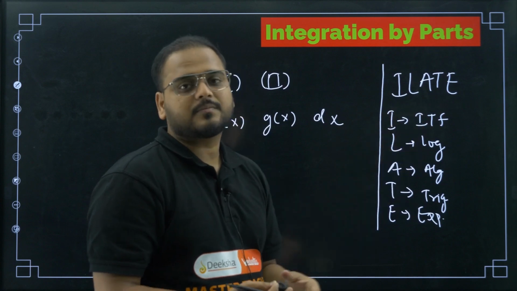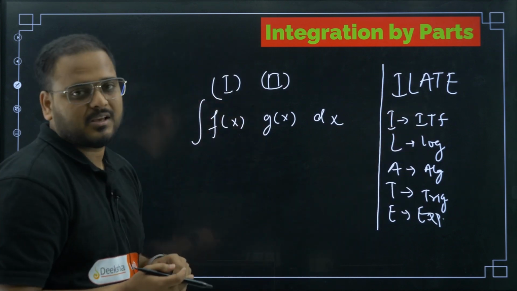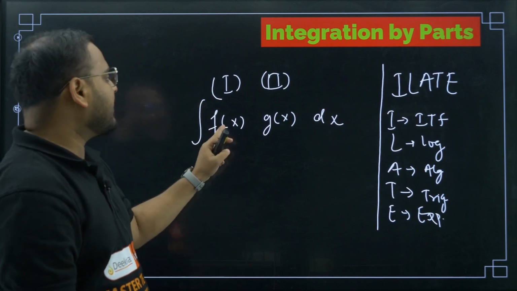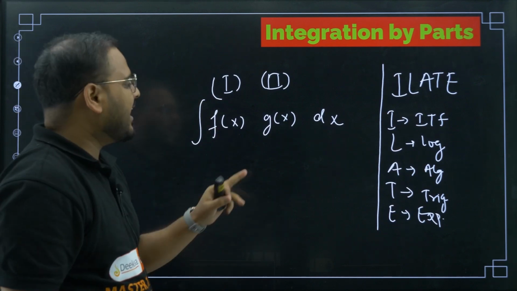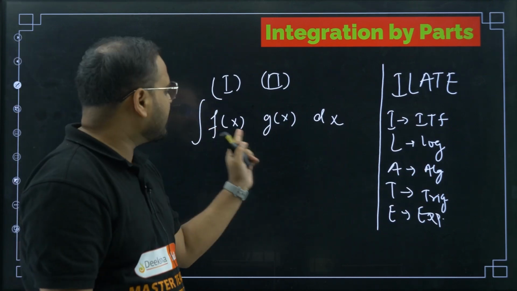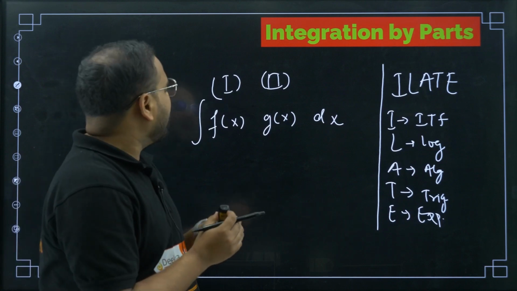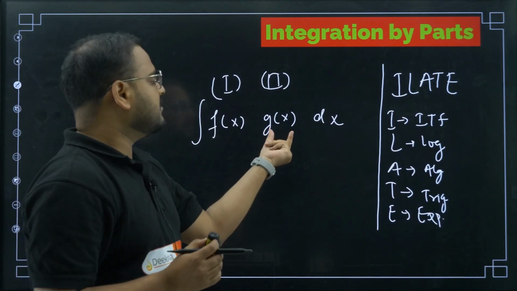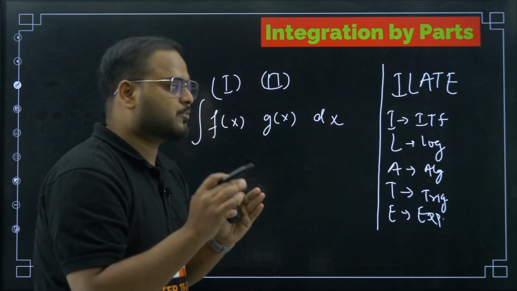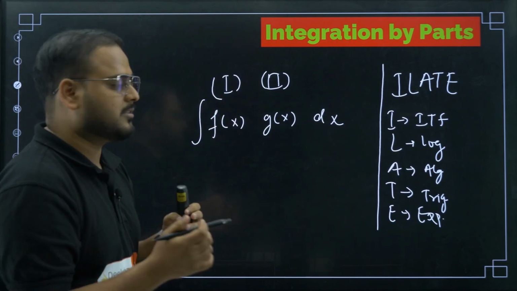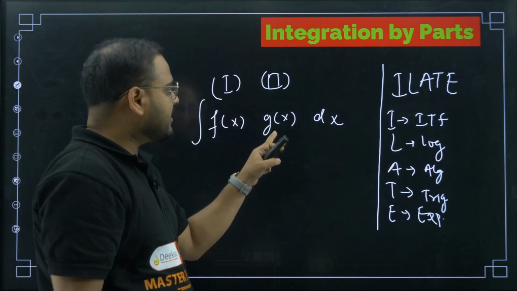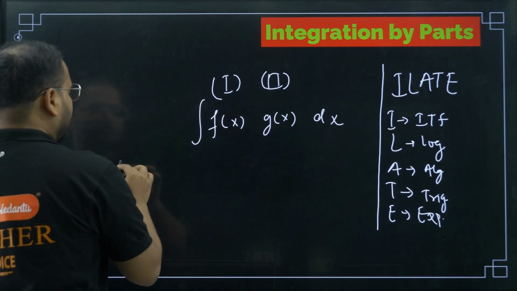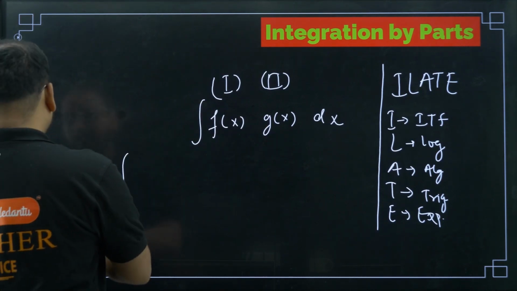So let's say I have two functions f(x) and g(x). Based upon this priority order, I take f(x) as function 1 and g(x) as function 2. For example, let's say f(x) is an inverse function and g(x) is an exponential function. In this situation, I name f(x) as my first function and g(x) as my second function. The rule goes like this, and the integration will become like this. Give me one second.